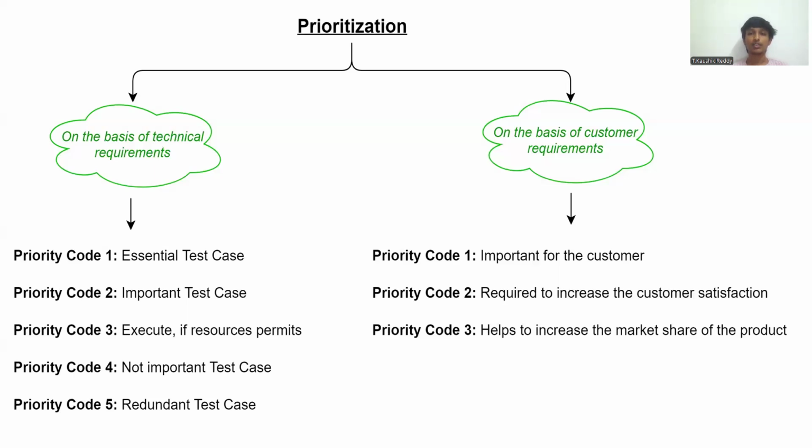Next, on the basis of customer requirements: priority code 1 important for the customer, priority code 2 required to increase customer satisfaction, priority code 3 helps to increase the market share of the product.